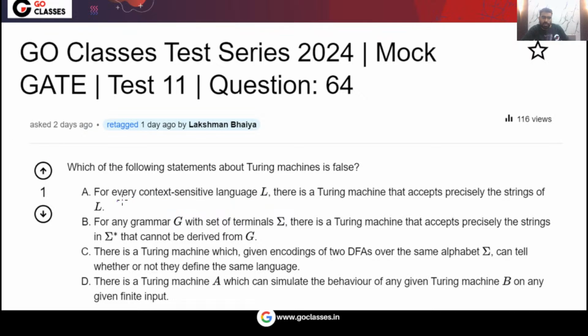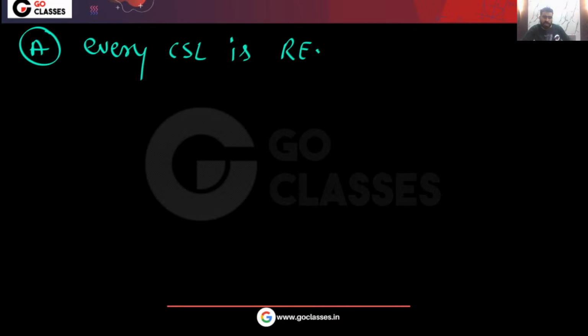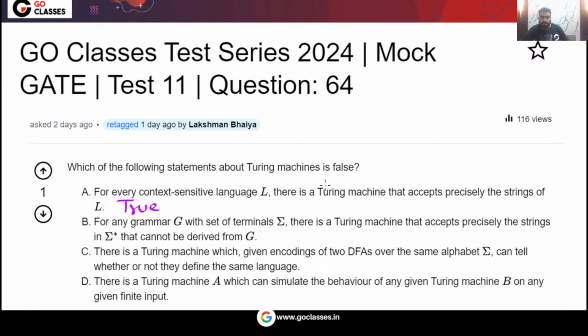Agree with me? Because every CSL is RE. Option A is saying that for every CSL, there is a Turing machine. Yes, that is correct, because every context-sensitive language is a recursively enumerable language. So this option is definitely true. The question is asking for the false statement. Okay, I will tell you what option B is, but before that, let's see option C.